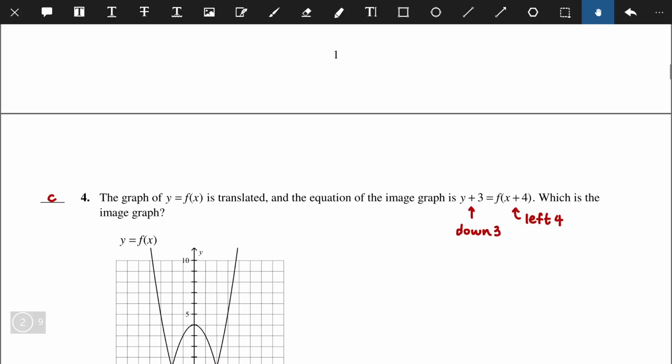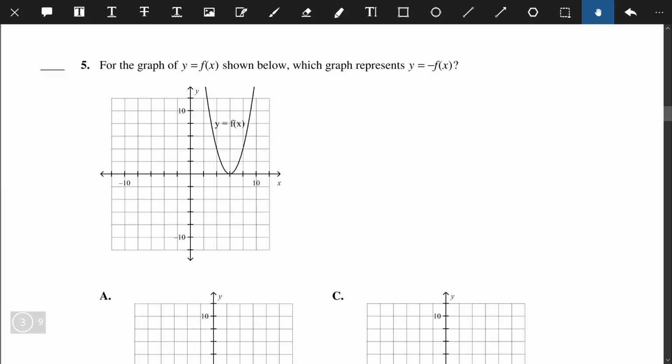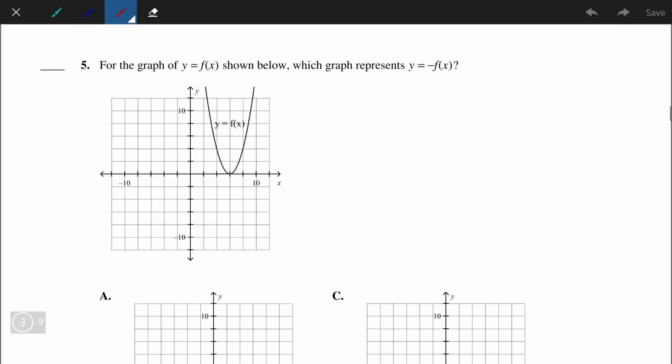Let's move on to number 5. All right, so we are once again given y equals f of x. We're simply looking for y equals negative f of x. And as we know, this is simply a reflection over the x-axis, which means the graph would just be upside down. Okay, so the correct choice here, once again, is C.